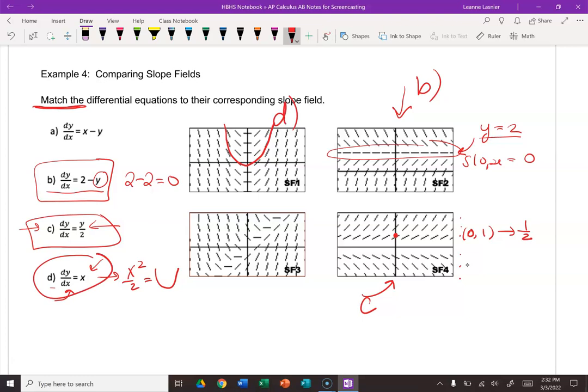Which of course, by process of elimination, I know this is A. But what you could look for is the fact that the slopes change as I change x and y. The slopes change as I go left to right and up to down. So I know that it's changing based on both x and y, which is an indication to me that it matches the differential equation in part A.